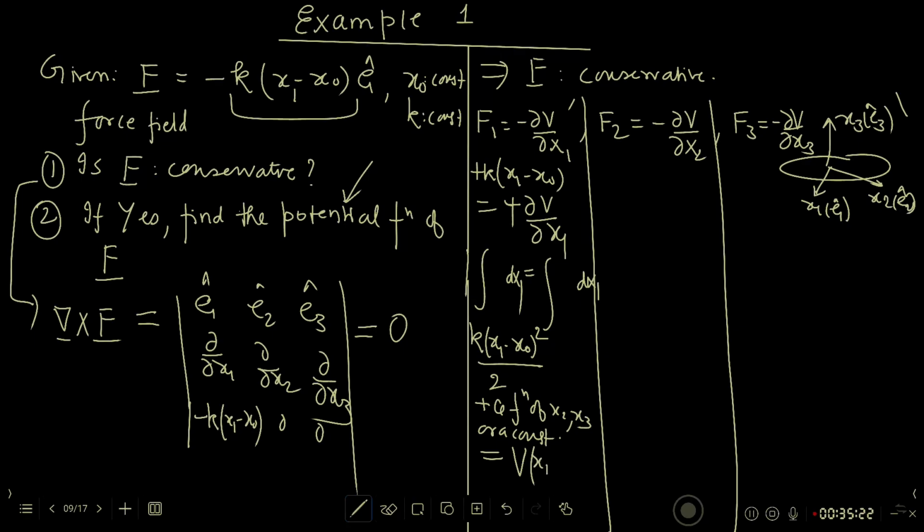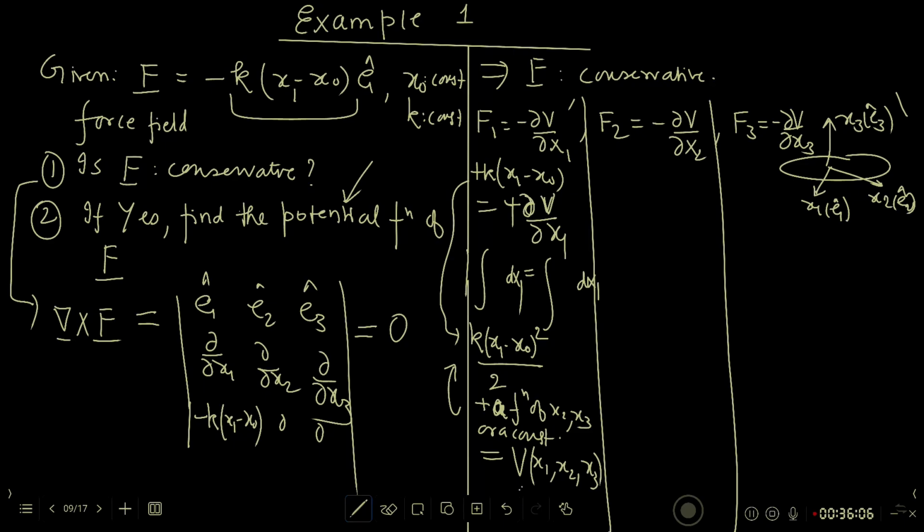If you integrate both sides with respect to x1, this is the conclusion I will get. This function will integrate to k times (x1 minus x0) whole square by 2. The right hand side will integrate to simply v. After all, we have only v here, del v del x1. So you get the right hand side as v. But I am not sure about this part, what it will be, but at least I know this much: there has to be a function of x2, x3 or a constant that needs to be added to the left hand side to equate it to v, the potential function.